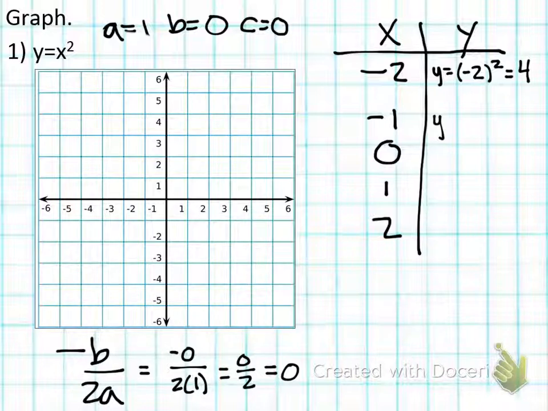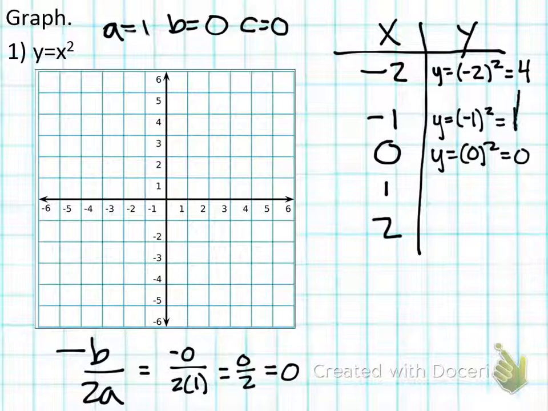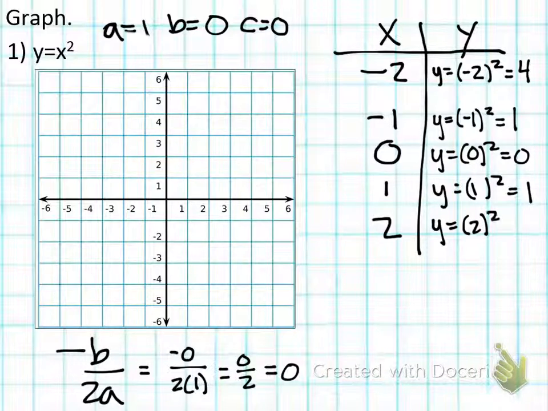Okay, same thing below that, y equals x squared. I'm going to plug in negative 1 for x, so that's y equals negative 1 squared, which is just 1. Okay, below that, plugging in 0, y equals 0 squared is just 0. And continuing, I plug in 1, so I get 1 squared, that's just 1. Plugging in 2, I have 2 squared, which is 4.